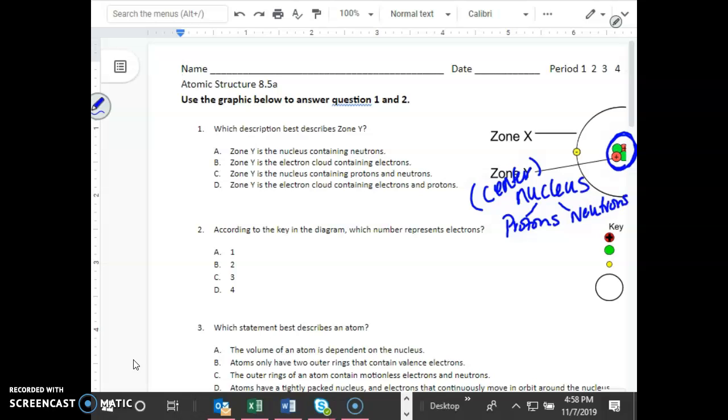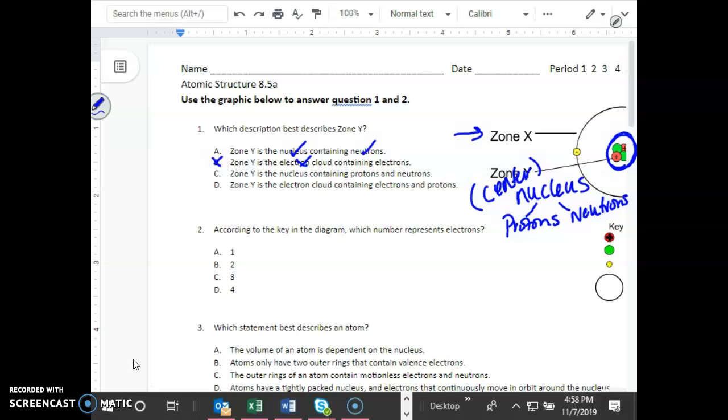Which best describes zone Y? Zone Y is the nucleus. Yes, we already identified that, containing neutrons. It does contain neutrons, but that may not be the best answer, so we need to keep going. Zone Y is the electron cloud. No, it is not. The electron cloud is over here at zone Z. That is not the correct answer.